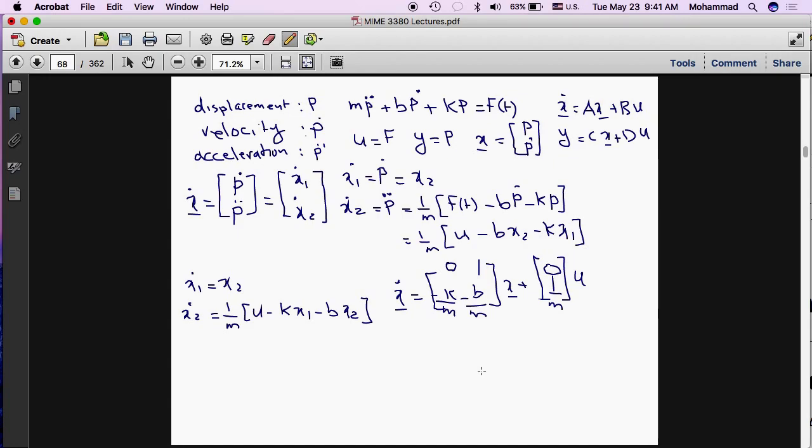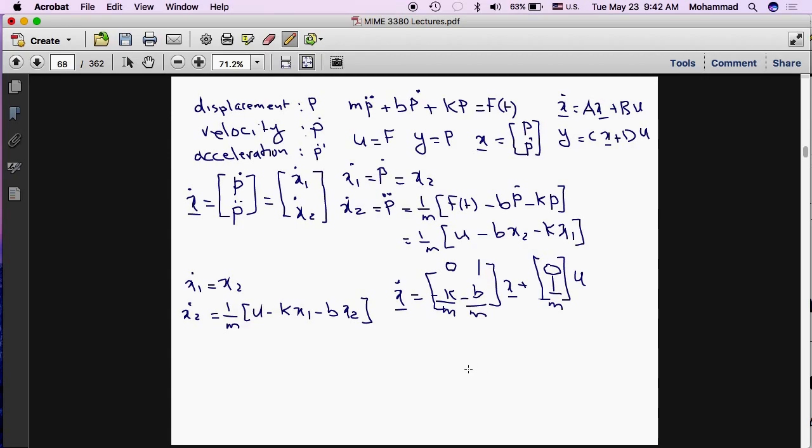So do we know what our A is now? And what our B is? A is a 2 by 2 matrix: 0, 1, minus k over m, minus b over m. B is also a vector, a 2 by 1 vector: 0, 1 over m. So what is left is to look at the second part of the state space model.